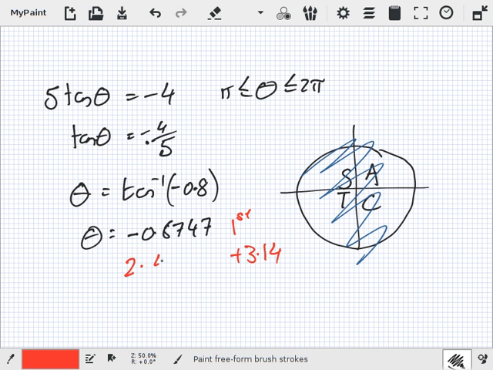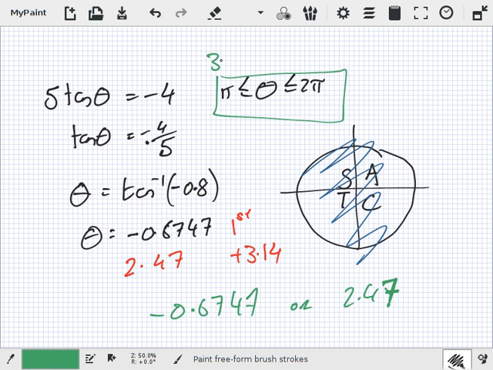2.47. So the answers are this or this. But there's a problem with one of the answers. Look, this is 3.14 and this one here is about 6.28. Both of these answers, there's a problem. Is this answer between these? No. Is this answer between them? No. There is a way we can fix them.